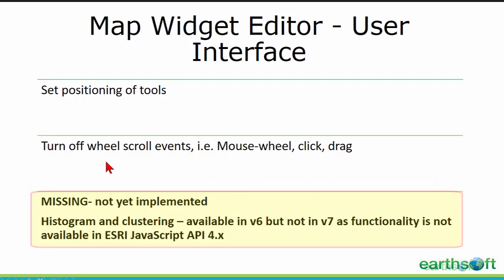One thing to note, which has not yet been implemented, is that the histogram and the clustering, which were available in version 6, are not in version 7 as a functionality, because that functionality is not available in the Esri JavaScript API 4.x.